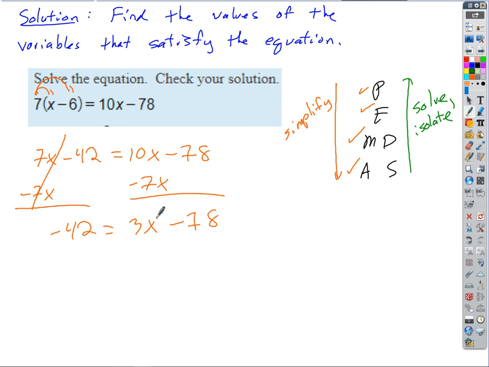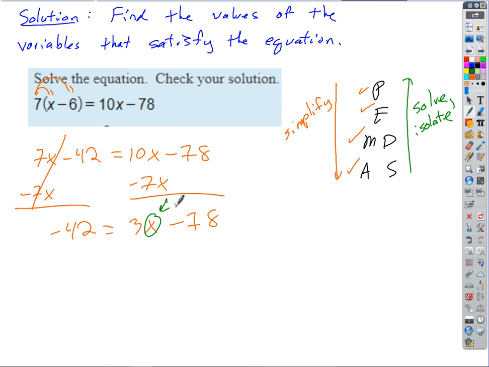Now I've got a single x that I can point to, and so now I have to go about the job of isolating it. So that means we're going to work bottom up on the other side. In other words, I want to do all the steps I need to get the x by itself, starting off with adding and subtracting.